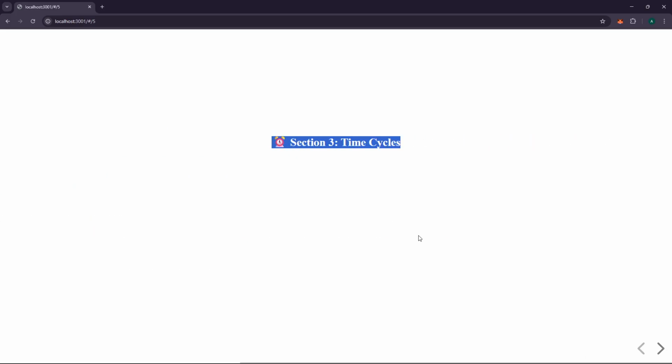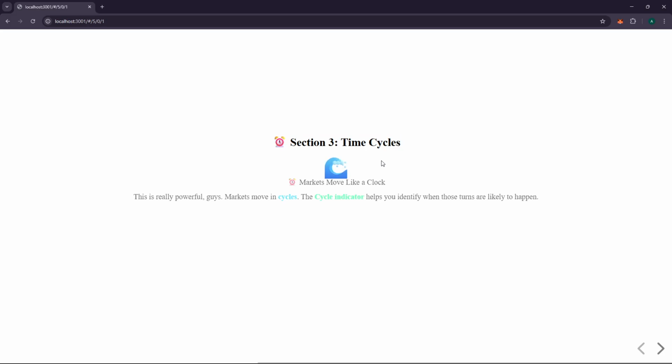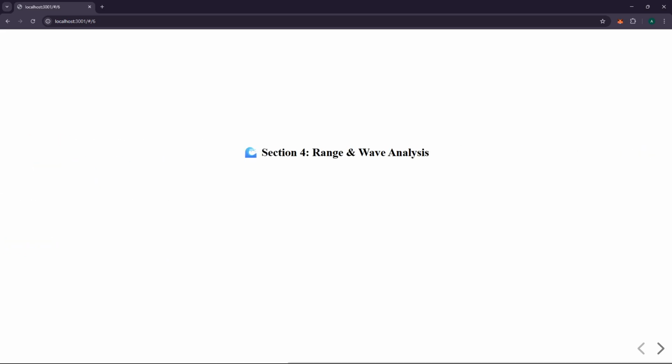In section 3, we're going to discuss time cycles, and markets move like a clock. This is really powerful, guys. Markets move in cycles. It helps you identify when those turns are likely to happen. And when you combine structure with cycles, that's where the magic happens.